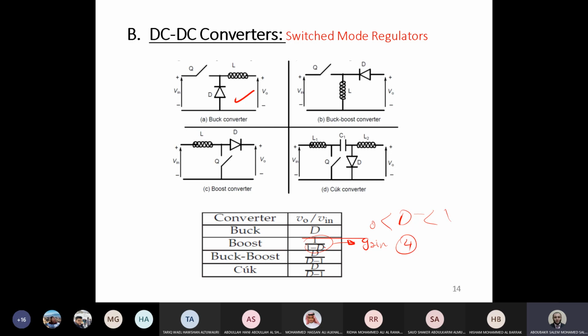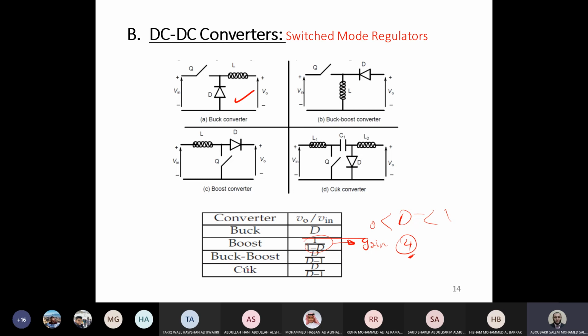So the maximum possible gain is 4, which means if you set 1 over 1 minus D equals 4, you will get the value of D as 0.75. So you cannot increase D over 0.75. This is the maximum limit for you. However, as a signal or any pulse coming from the microcontroller, D all of the time will be from 0 to 1. But here for the boost converter, you should limit the value of D to 0.75 to avoid increasing the gain over 4 times.